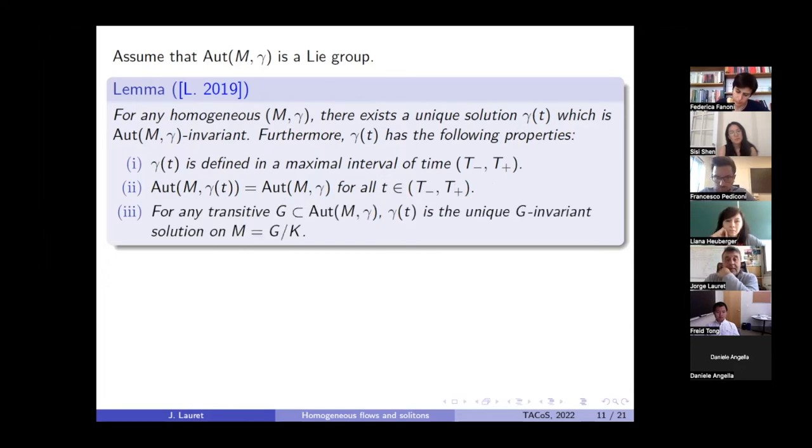And for any transitive G, now, gamma of t is the unique G-invariant solution on the homogeneous space G over K. But as you see at the beginning of the lemma, we don't have a homogeneous space. We just have a homogeneous structure, okay? But in this last item here, for any G, this is the solution, of course, because you also have uniqueness for G-invariant solutions. And G is inside the group Aut, so, okay?